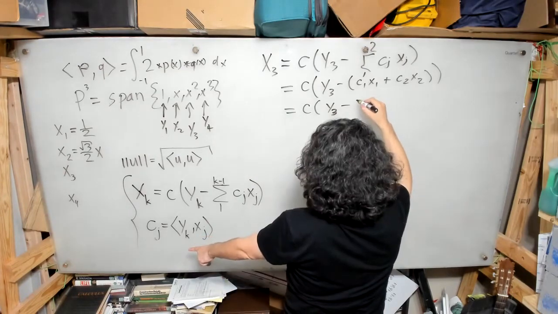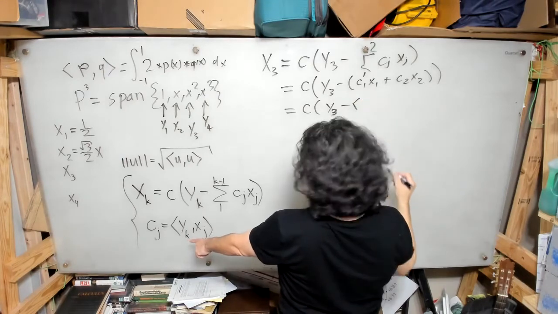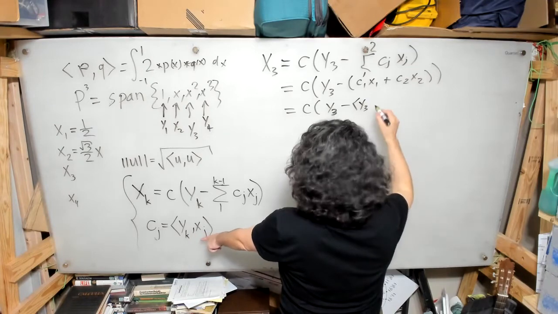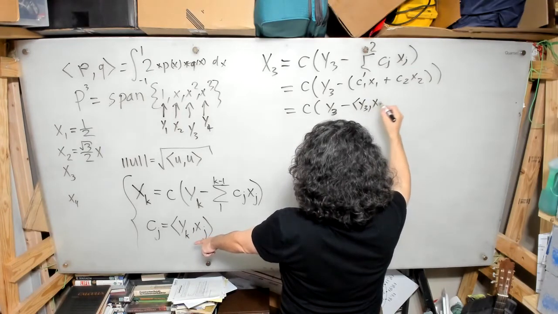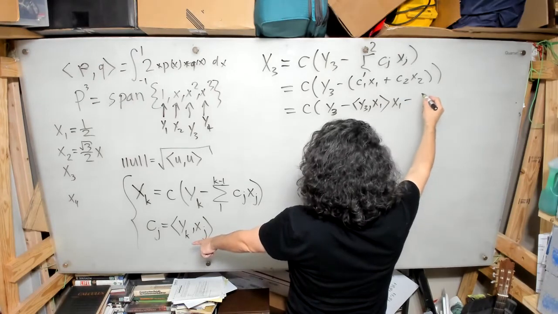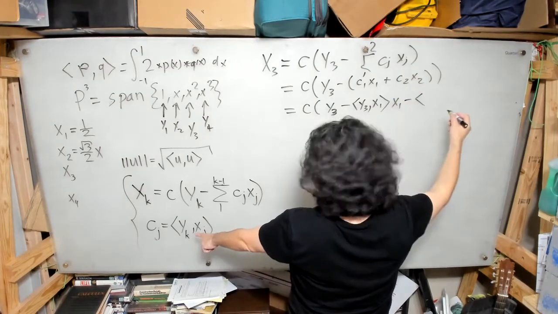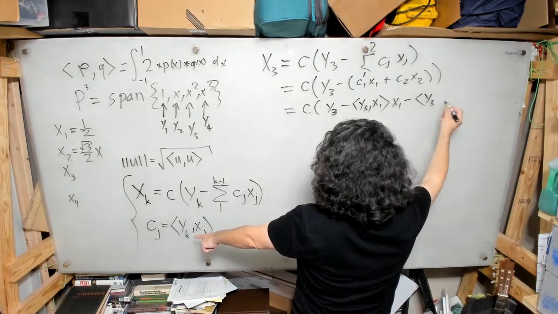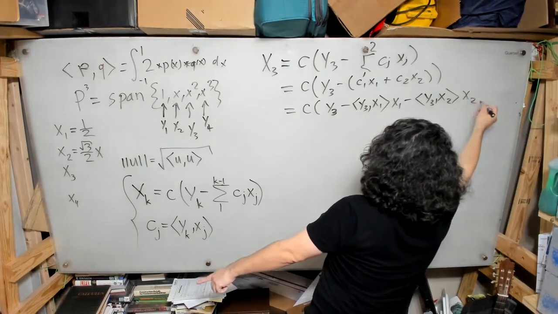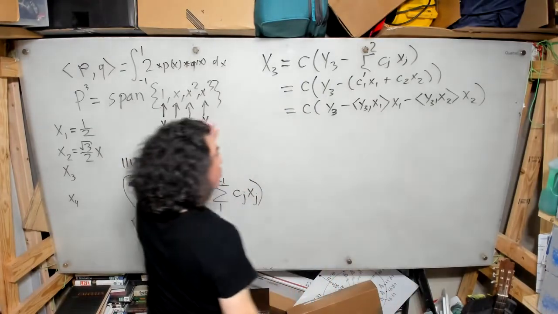My c1 in this case is going to be the inner product of my y3 with x1, times x1, minus the inner product of y3 with x2, times x2, like that.